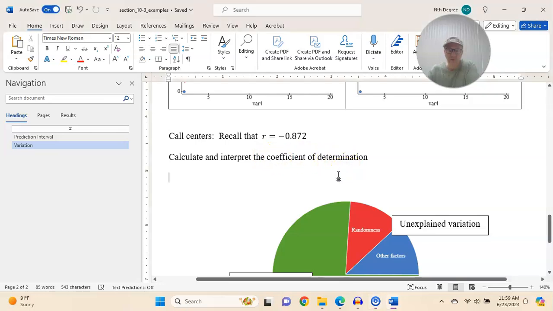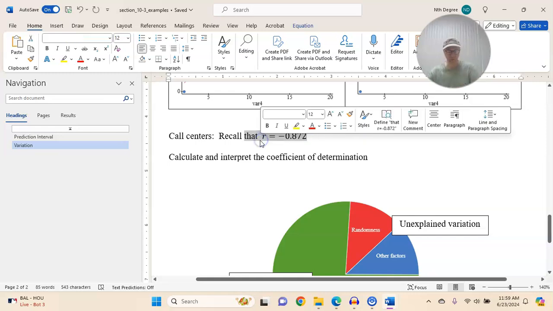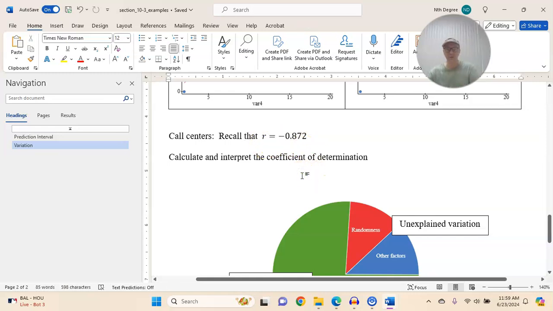The coefficient of determination is symbolized by r squared, and that r is the same as the correlation, the coefficient of linear correlation that we used before. We've calculated r, by the way, for this example. It's negative 0.872. Now let's be a little bit careful when we square that, because when you square a negative number, you should be ending up with a positive number, right?